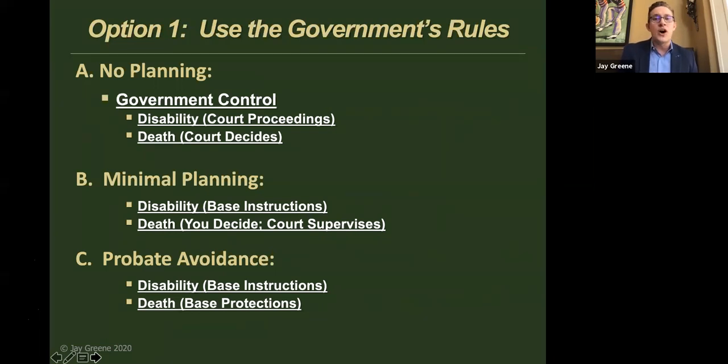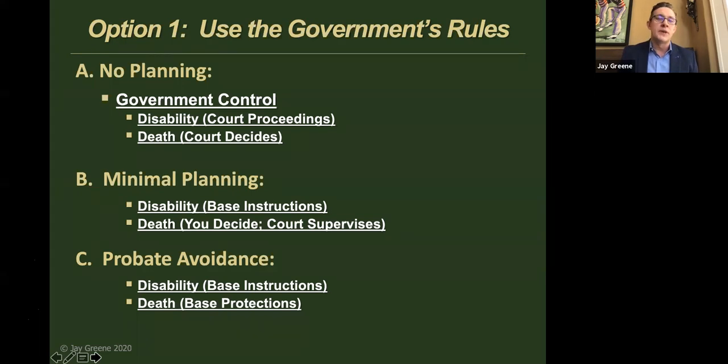So option number one, when we think about the planning and what we can do with the planning, is we could do no planning. We could let the government have control. And the government has plans in place for you. And you may not like them when you're in the middle of those plans. If you don't put any plans in place, all of those plans are going to require court proceedings. So if you're disabled, every decision about you will be made by the court. If you pass away, the court's going to set up that intestate proceeding we talked about. It's going to be more complicated, and it's going to take longer.